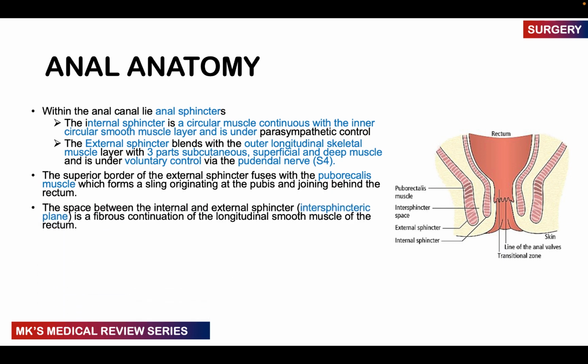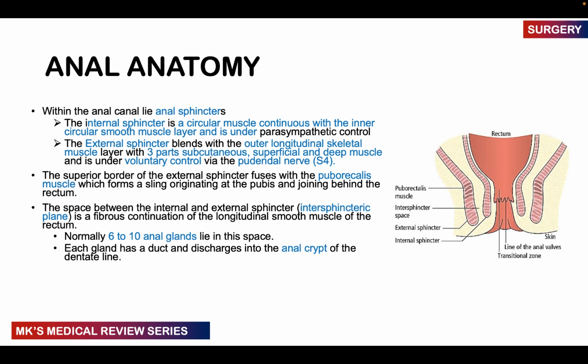Remember that the space between the internal and external sphincter is referred to as the intersphincteric space. This is very important because it consists of a fibrous continuation of the longitudinal smooth muscles of the rectum, and it has certain glands. It normally has about 6 to 10 anal glands in this space, and these glands discharge their contents into the anal crypts of the dentate line.